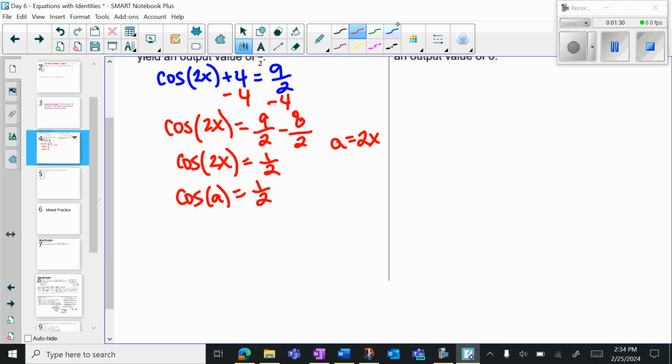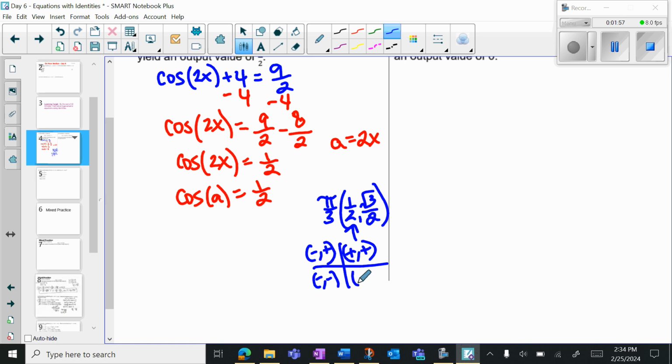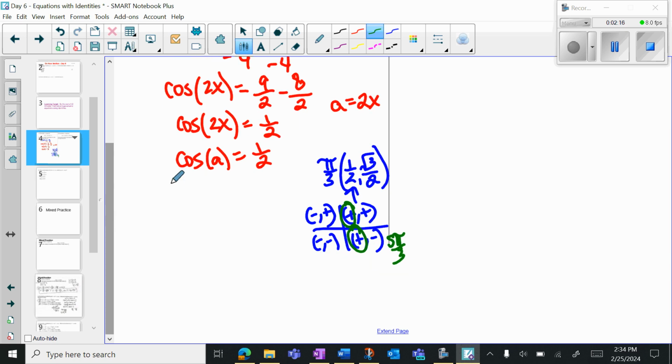Now we definitely know from our unit circle that at pi over 3, I have the coordinate 1/2, radical 3 over 2. Remember, cosine is your x value. So at pi over 3, I have 1/2. But again, let's go through what our signs are in each quadrant. So where else, other than the first quadrant, is cosine positive? Well, it's also going to be in the fourth quadrant. So that would make it 5 pi over 3. So I have pi over 3 and 5 pi over 3.